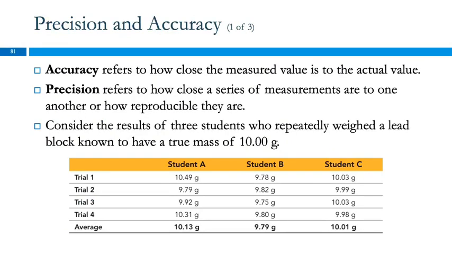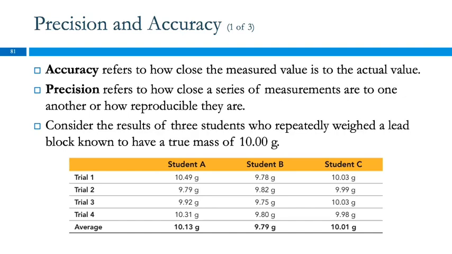Okay, so we talk about accuracy and precision. Accuracy is how close to the true value is the thing that you measured. And precision is referring to a series of measurements. How close are those measurements to each other?